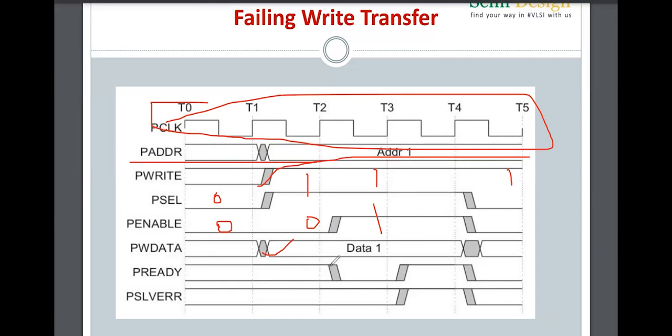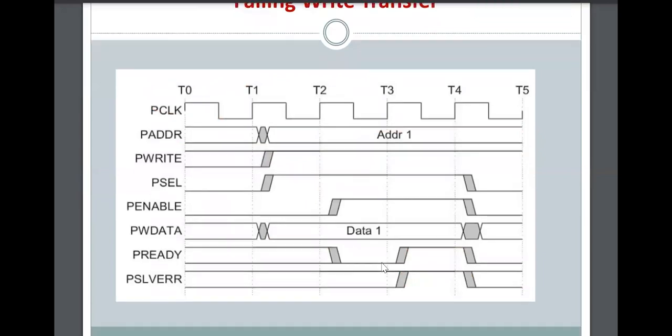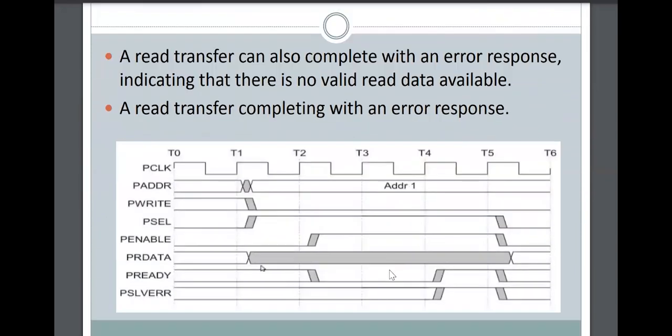So P ready is low here, it is not accepting the data, and at this fourth cycle it is accepting the data, but we got P slave error as high. Why did we get P slave error as high? It means it is a not acknowledgement, the data is not being received properly. So when it is high, we need to check where we did the error, why it is not transmitting properly. So the design engineers again have to correct the design code.